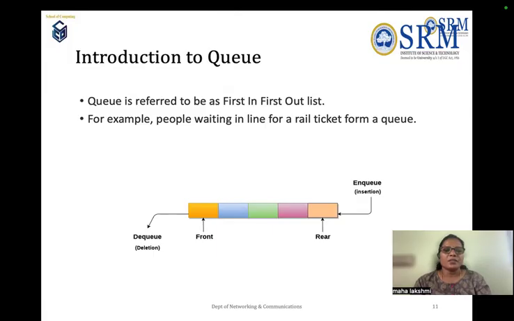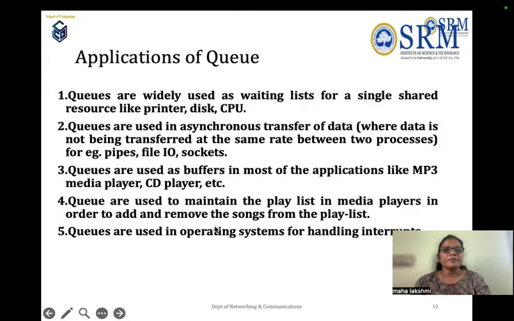A queue is referred to as a first in first out list. For example, people waiting in line for a rail ticket form a queue, right? Similarly, people waiting for a lift will be forming a queue. They are examples of a queue. If you see the queue operations, it will have an NQ and a DQ, where NQ is the insertion operation and DQ is the deletion operation. So the queue will be operated with these two kinds of operations called NQ and DQ. Always you have to enter via NQ and exit via DQ. And this entry end will be called the rear and the DQ end will be called the front.